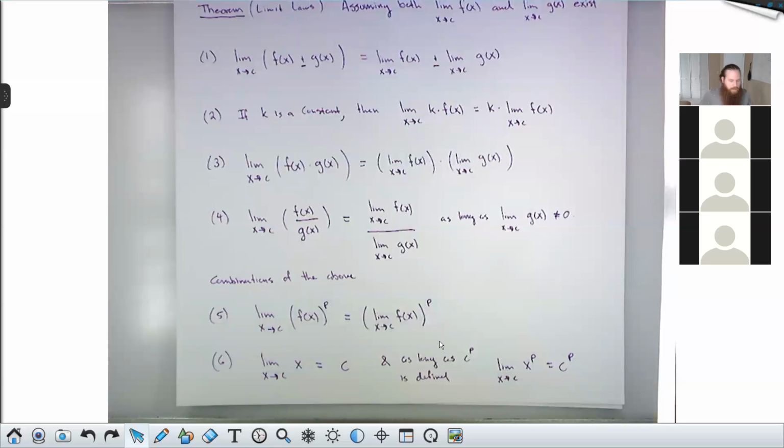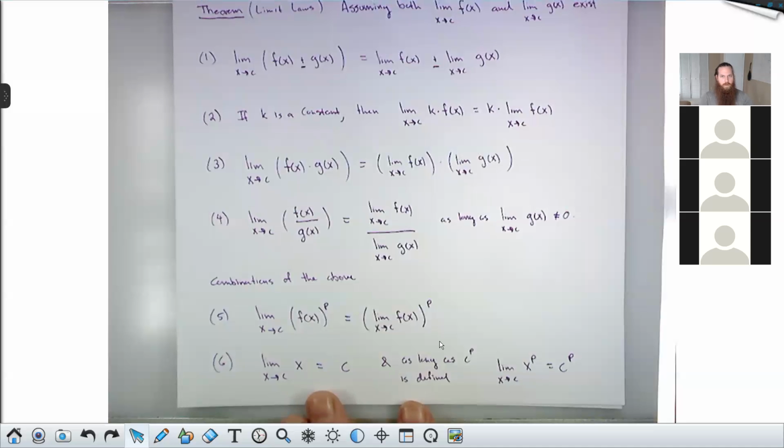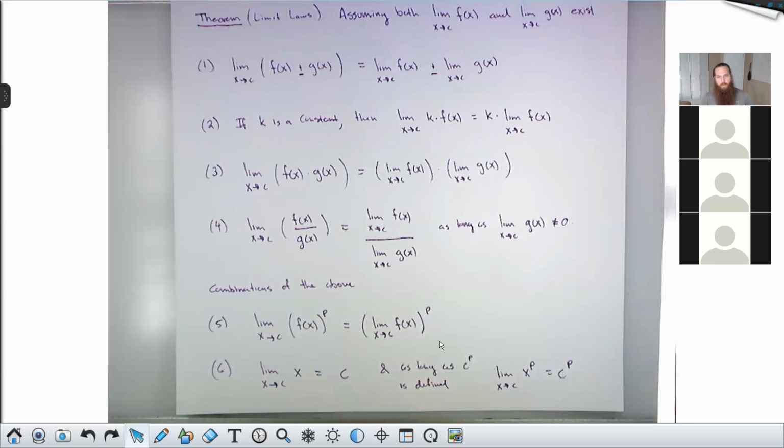I'll give you a second to write this down, and then we're going to prove a little mini theorem connected to this. Then I'm going to show you some examples. We'll start with easy examples and build up to harder ones. So take a second, make sure you get everything down here exactly as I have it written. And we'll move on in about 30 seconds.